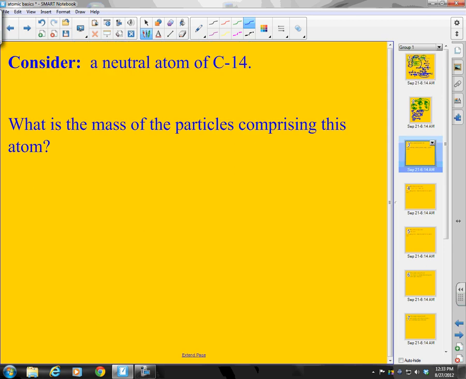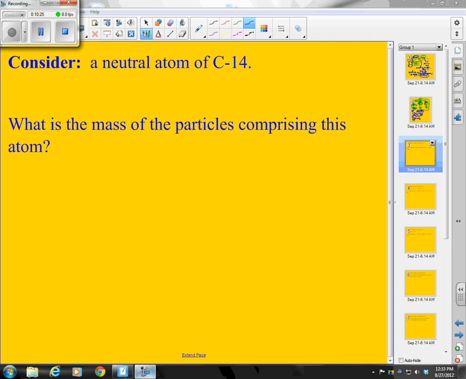Let's see if you can do it. You have a neutral atom of carbon-14. What is the mass of the particles comprising this atom? So let's take some time and work on that. Okay, let's see what we can do here. Let's start up here with carbon-14.